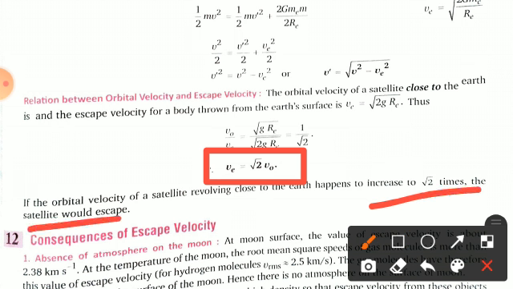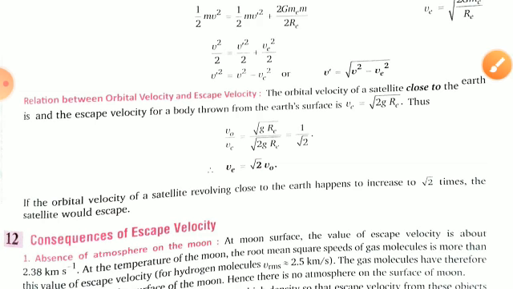So if the orbital velocity of a satellite revolving close to the earth happened to increase root 2 times, the satellite would escape. So that's the end of today's class, students. The remaining topics on the consequences of escape velocity we will discuss in our next lecture.